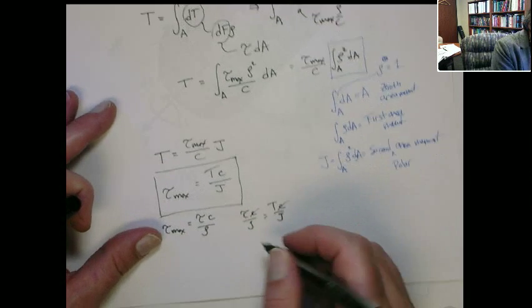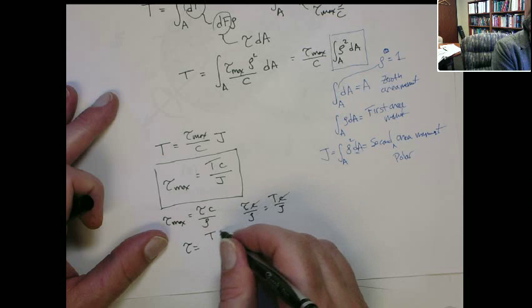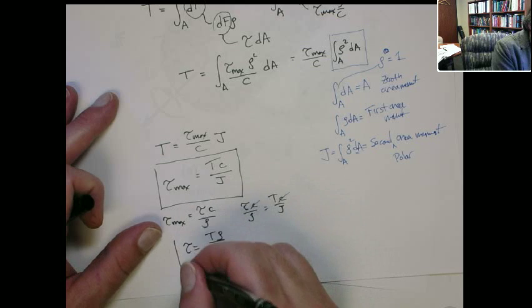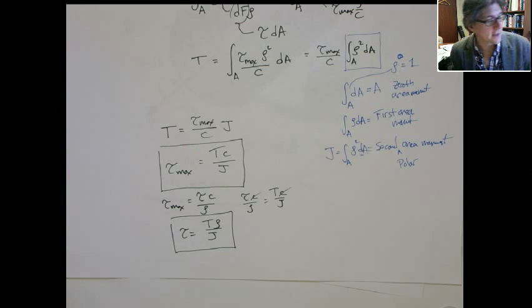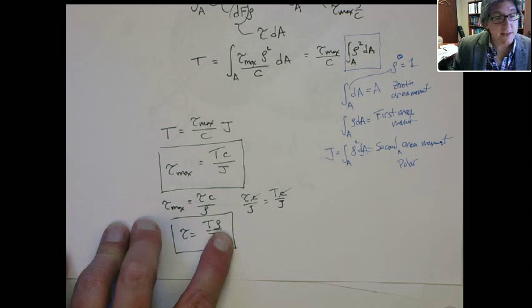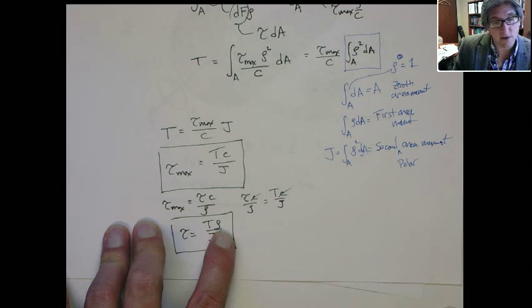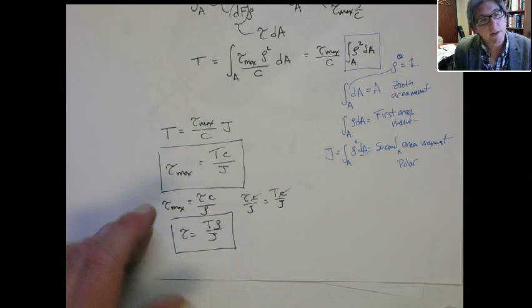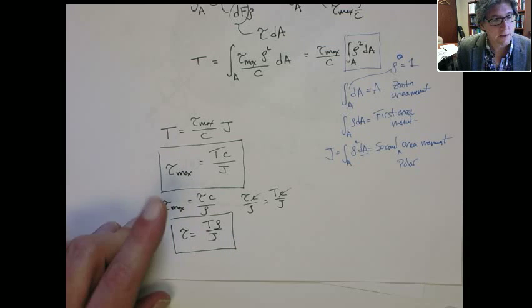Let's multiply both sides by rho. Now we have tau equal to T rho on J. That really is the torsion equation. That's the one you should probably memorize. That makes sense. Again, this actually gives you the stress all throughout the cross-section as a function of radius. But if rho becomes the outer radius, that's where you get the maximum shear stress, the outer surface. So when rho equals C, you get this equation. Torsion equation.